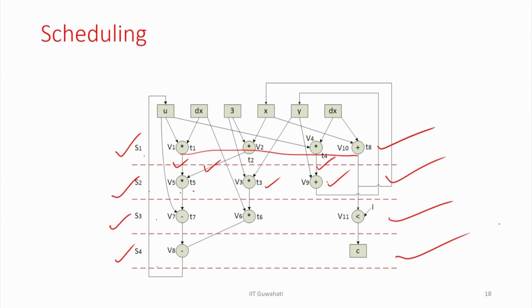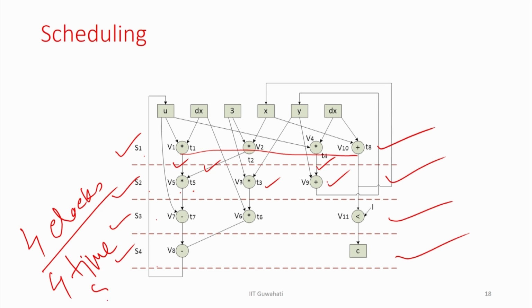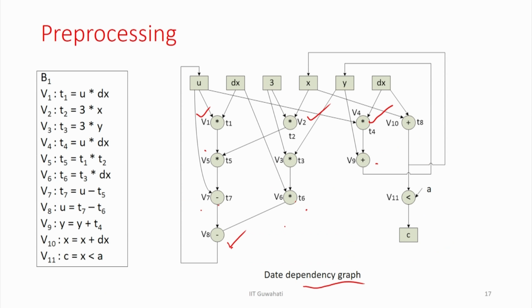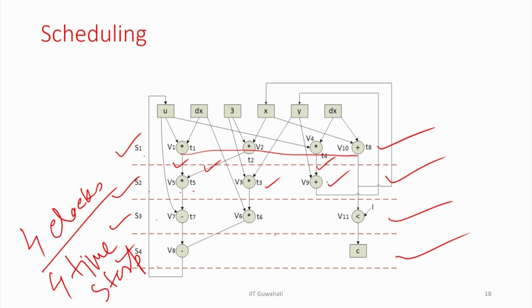So, say I have decided that I use 4 cycles, 4 clocks, right, 4 time steps, to execute these 11 operations. In this behavior, as I saw, there are 11 operations. I am going to use only 4 cycles to execute all 11 operations, right. So, this is what I have decided.